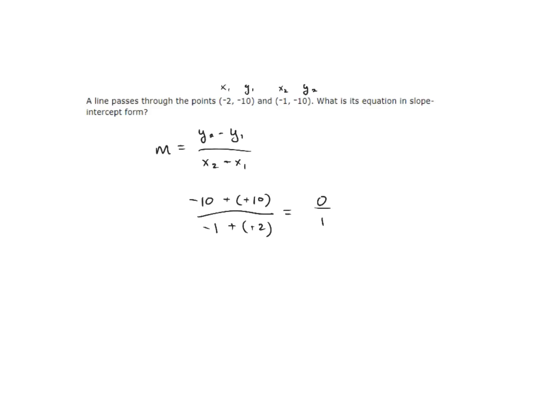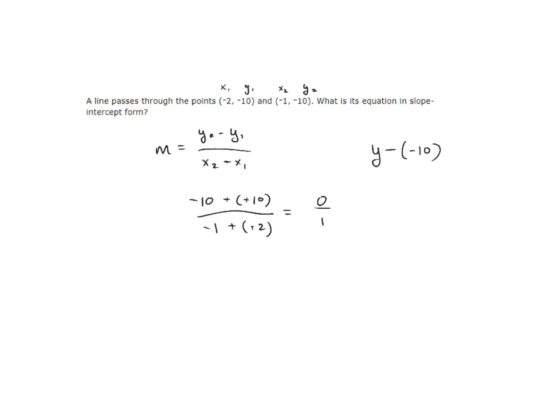And then you would take your point slope. You can use either coordinate. I would probably use the one with the negative 1 in it. Maybe that's an easier number to work with. And I do y minus my negative 10.